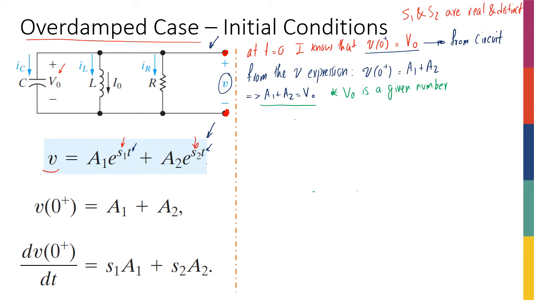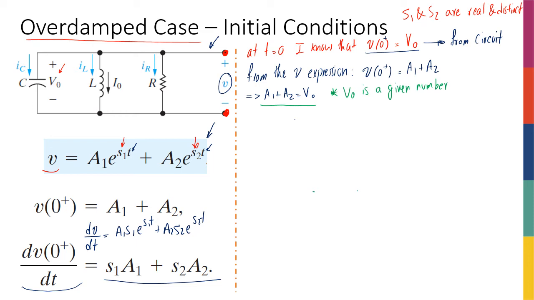How do I find A1 and A2? Well, the way I find it is to look at the initial value of the derivative. If I take the derivative of this equation, let me write it completely: dV over dt is going to be A1 S1 e to the power of S1t plus A2 S2 e to the power of S2t. If I make t equal to 0, e to the power of 0 is 1, so I'm going to get S1 A1 plus S2 A2.